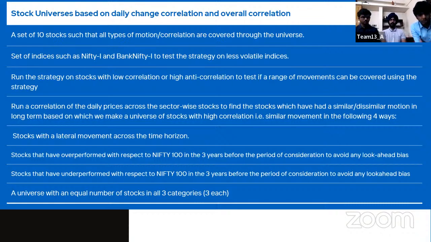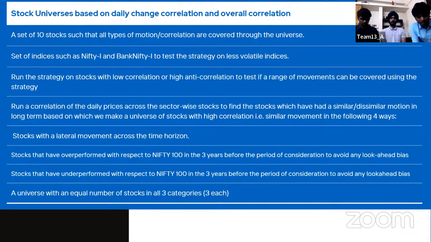We run this strategy on stocks which are highly anti-correlated. For example, there were many stocks, despite being a part of the same Nifty, which are moving in opposite directions. And to make sure that these stocks are also incorporated using the same strategy, we made these buckets as well. Beyond this, we run a correlation of daily prices to make sure that the long-term movement is similar, and then we try to see if these can still perform well.